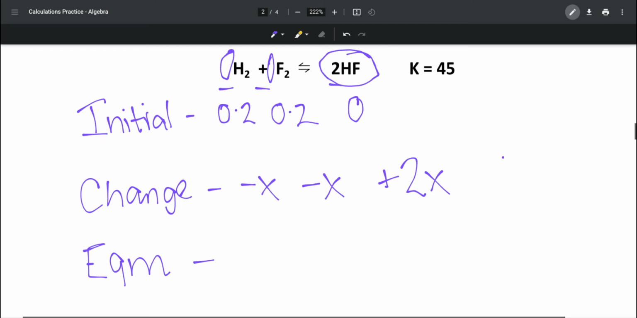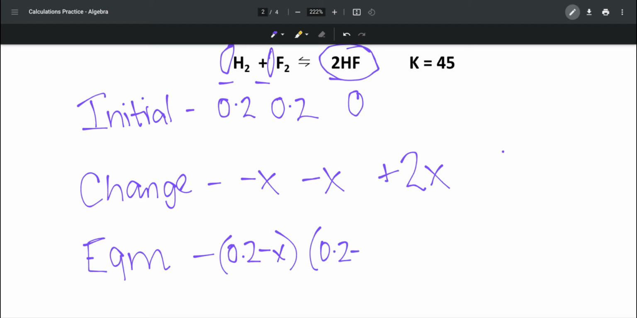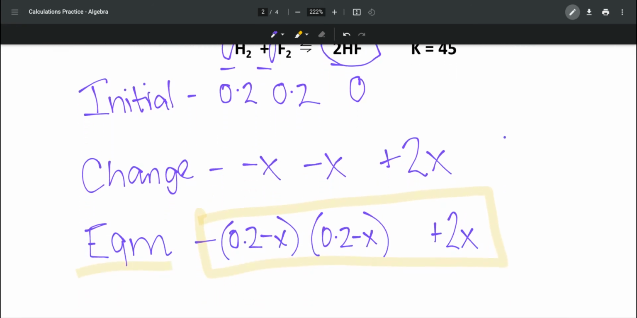The third bit is the easy bit. All we're doing is looking at the change between I and C. So we've got 0.2 take away x for each of the reactants. And our product is just plus 2x, which is just 2x. Okay, these values, the ones that we have just written, are the ones that we want to use because we weren't given any information about equilibrium, but we've just managed to deduce that information by ourselves using the letter x.